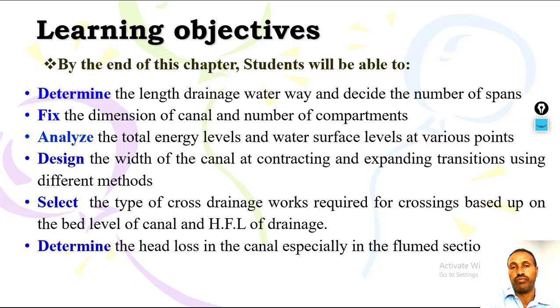So by the end of this chapter, students will be able to determine the length of drainage waterway and decide the number of spans and fix the dimension of canal and the number of compartments, and also analyze the total energy level and water surface levels at various points, and design the width of the canal at contracting and expanding transitions using different methods, and select the type of cross drainage works required for crossings based upon the bed level of canal and highest flood level of the drainage, and you will be able to determine the head loss in the canal, especially in the flume sections.